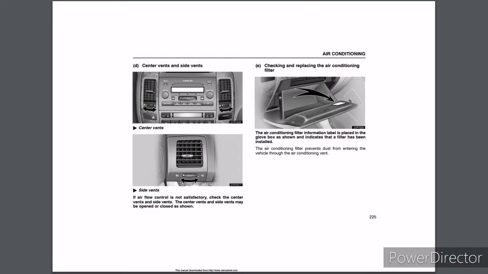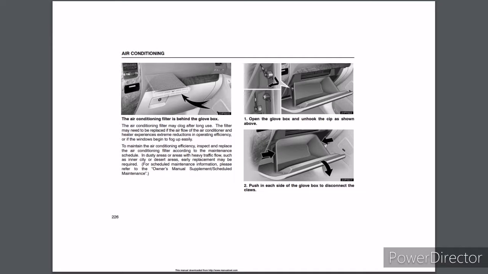E. Checking and replacing the air conditioning filter. The air conditioning filter information label is placed in the glove box as shown and indicates that a filter has been installed. The air conditioning filter prevents dust from entering the vehicle through the air conditioning vent. The air conditioning filter is behind the glove box.